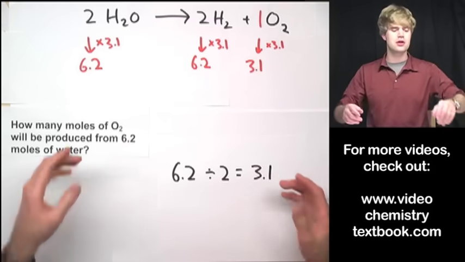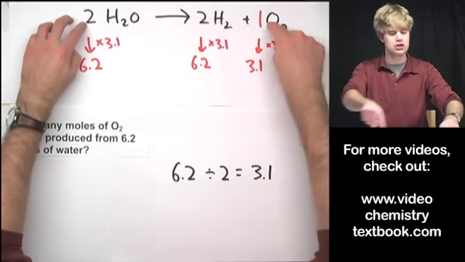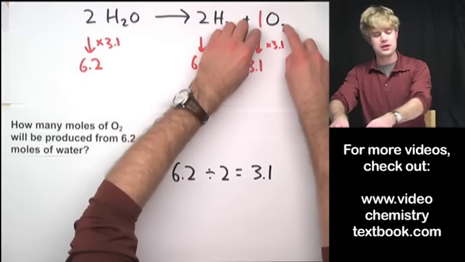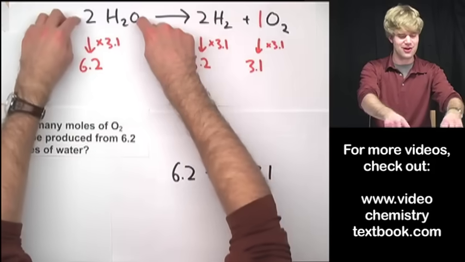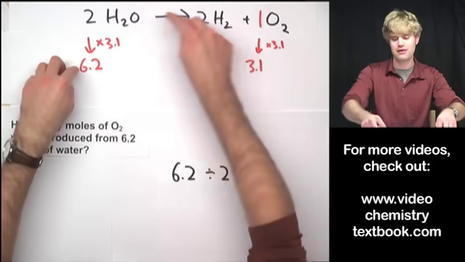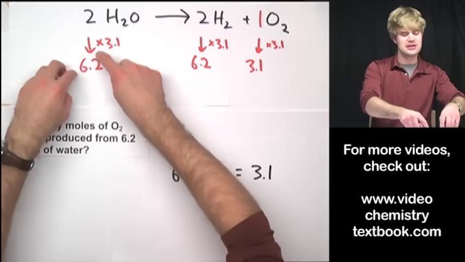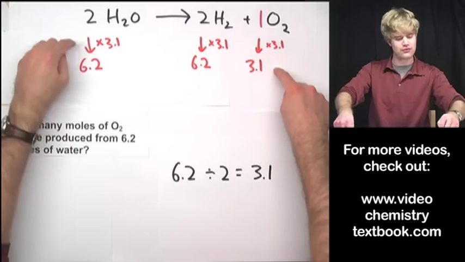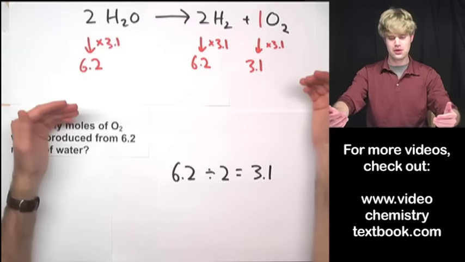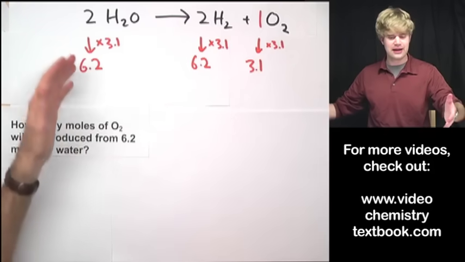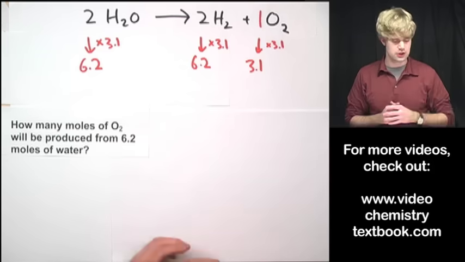And that kind of makes sense, right? Because there's this 2-to-1 ratio of water to oxygen. We start with 2 of these, we get 1 of these. So this is half of what we have here. So if we start with 6.2, we multiply everything by 3.1, and we get 6.2 here, and this 3.1 is half of what we had over here. So that's how we can do this equation, treating it like a recipe in the kitchen.